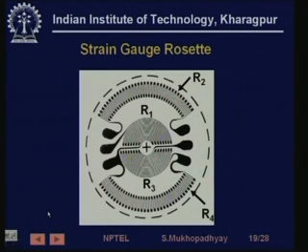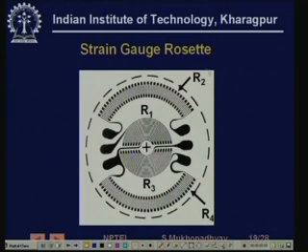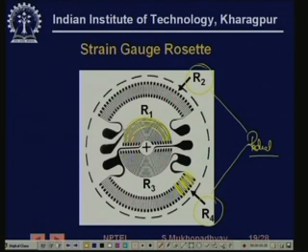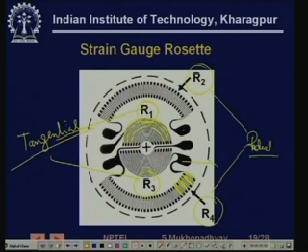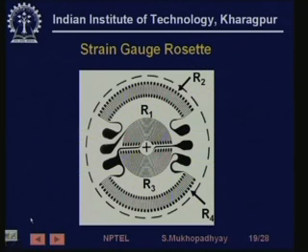Sometimes rather than putting discrete foil gauges, we can make one big rosette. See the same thing: these two, R2 and R4, sense radial strain. See that their sensitive axes are arranged along the radius, while R1 and R3 have their lengths along this direction, so these are sensing tangential strain. And these are the electrodes through which you take connection. So now you have four resistances and you can put them in a bridge.